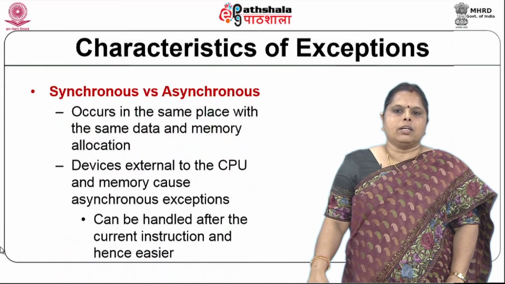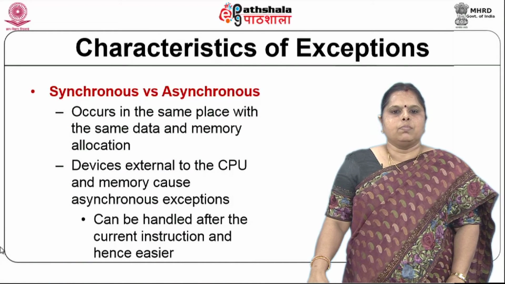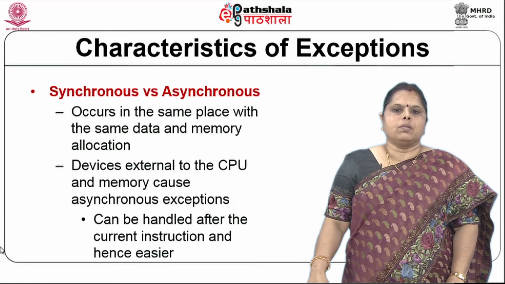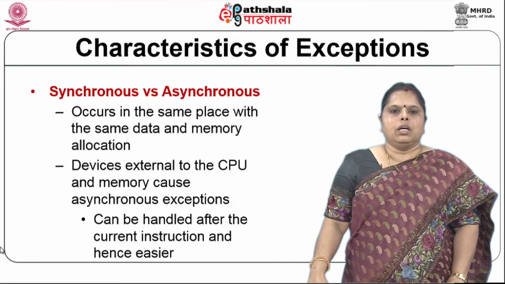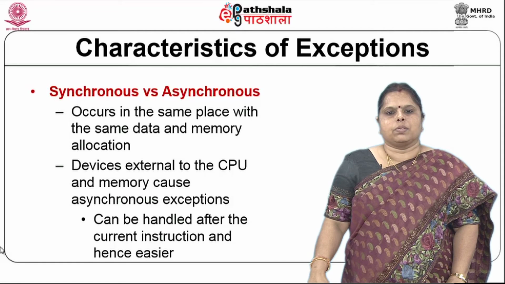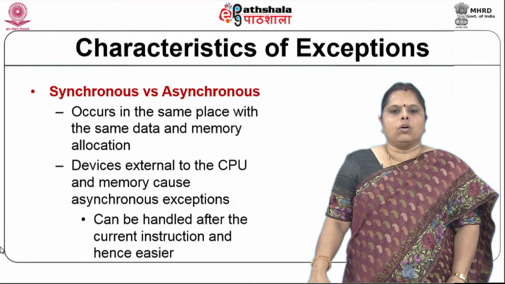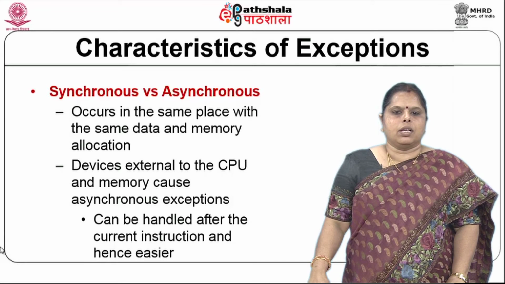Now, there are certain characteristics of these exceptions. We will first look at these characteristics. Exceptions can be synchronous or asynchronous. If an exception occurs in the same place with the same data and memory allocation, it is normally called a synchronous exception. A synchronous exception is a little more difficult to handle than an asynchronous exception. Devices external to the CPU and memory generally cause asynchronous exceptions. An asynchronous exception can be handled after the current instruction and hence is easier to handle.